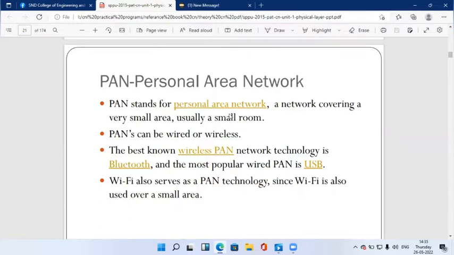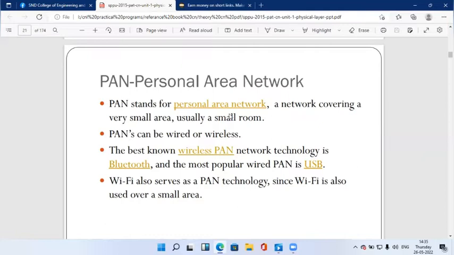The best example is when you use mobile phones and share images using different apps, such as Xender. After that, remote configuration or hotspot. These are some examples of your PAN network. The best known wireless PAN network technology is Bluetooth, and the most popular wired PAN is USB.